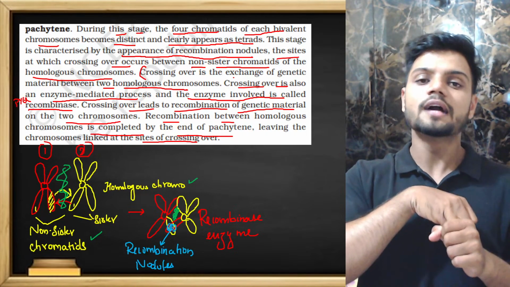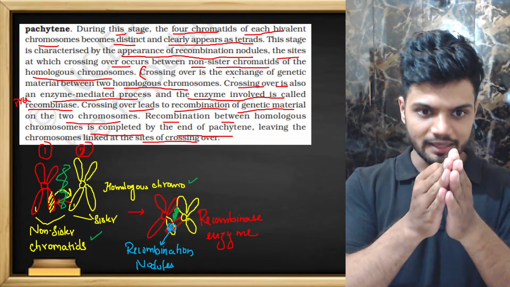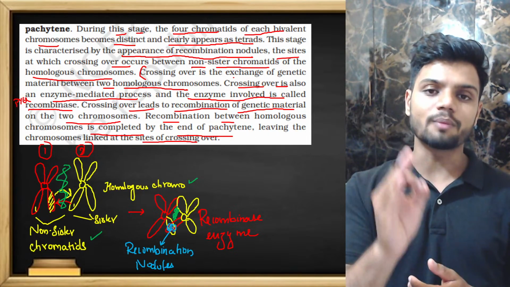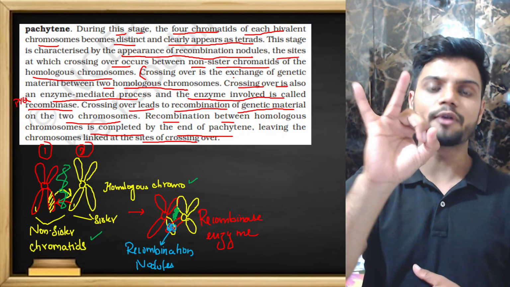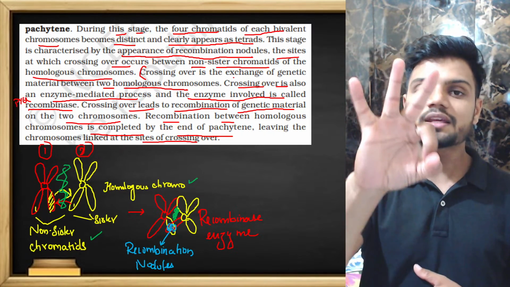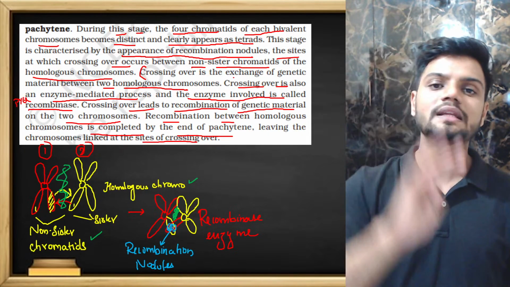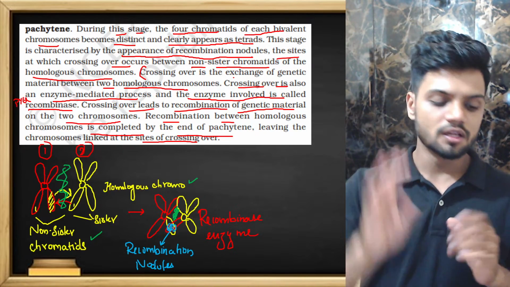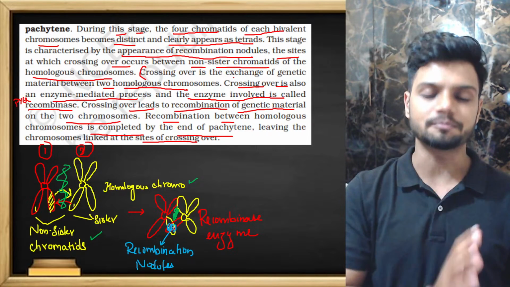There's something called crossing over happening. What is crossing over? Exchange of genetic material between non-sister chromatids of homologous chromosomes. Second point is crossing over. Third point, recombinase enzyme. Fourth point is recombination nodules. From these four points, only the question will come in Pachytene.